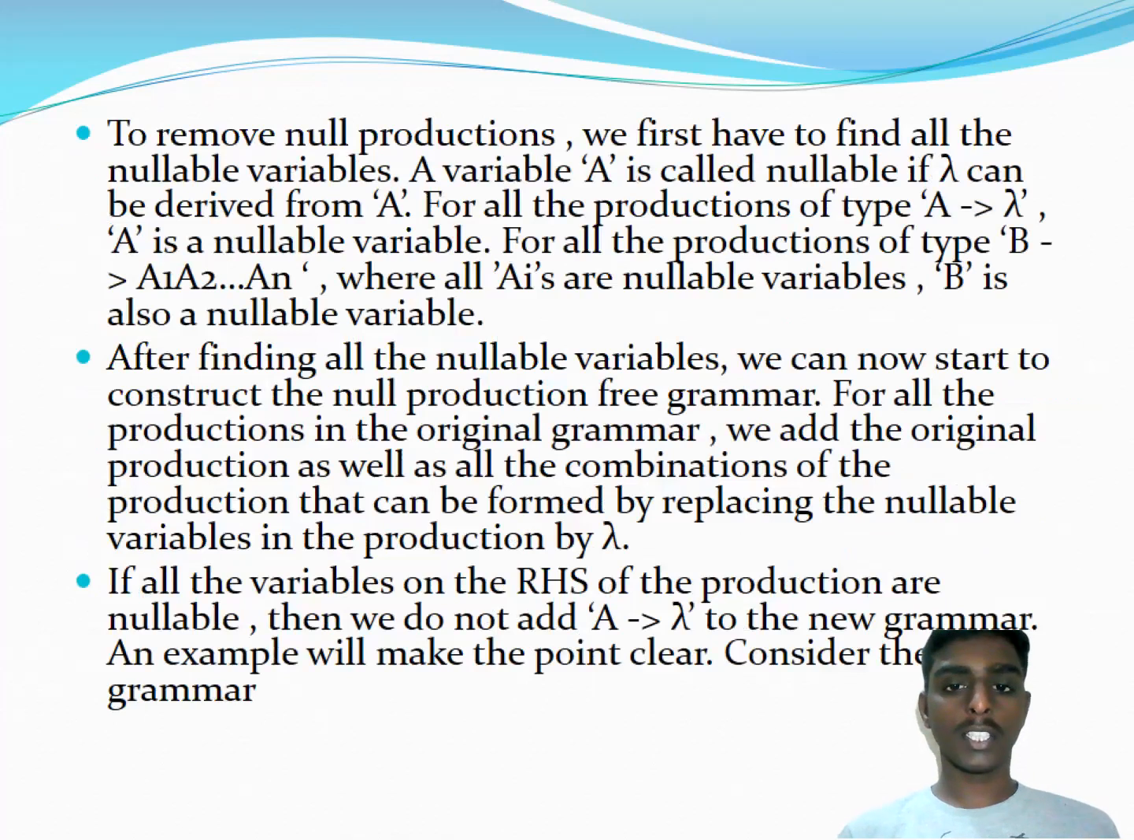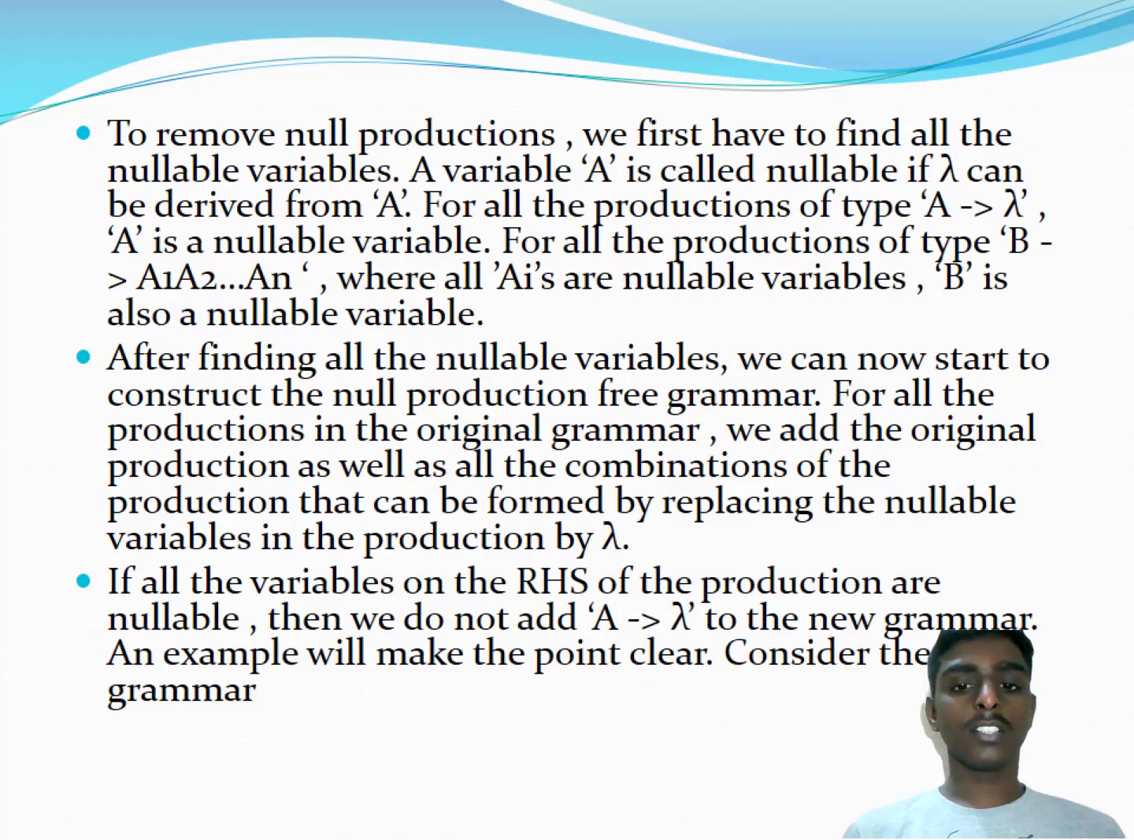To remove null productions, we first have to find all the nullable variables. A variable A is called nullable if lambda can be derived from A. For all the productions of type B tends to A1, A2, ..., AN, where all the Ai are nullable variables, B is also a nullable variable.